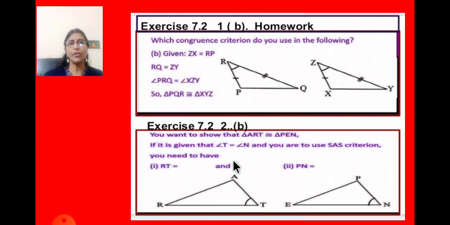Now children, this is your homework. As I told you, question number 1, B part is your homework. You have to find out the congruence criterion. You can do it in your textbook. Even this one, you can do it in your textbook.